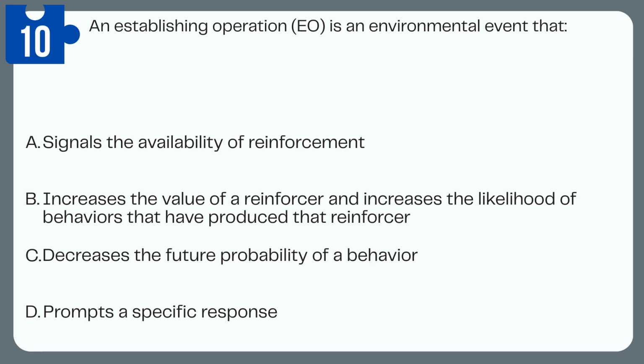Question 10. An establishing operation, EO, is an environmental event that A. Signals the availability of reinforcement. B. Increases the value of a reinforcer and increases the likelihood of behaviors that have produced that reinforcer. C. Decreases the future probability of a behavior. D. Prompts a specific response.